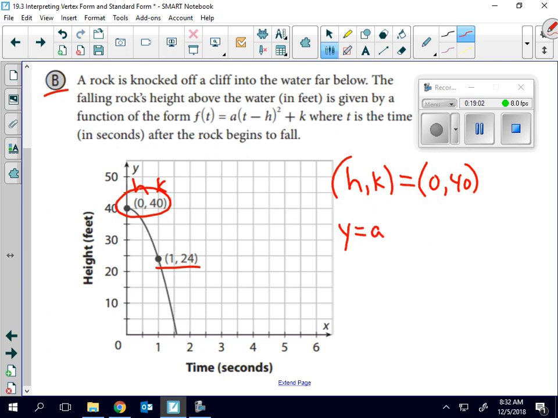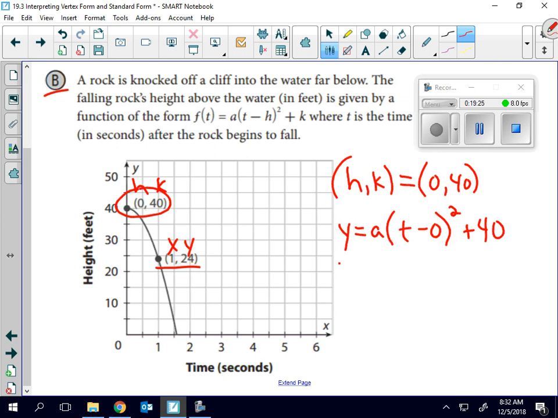We have t in this case. Do use t in HRW instead of x if it uses t, please. t minus 0 squared plus 40. Okay, now we're going to go ahead and plug in the other point for the x and the y.